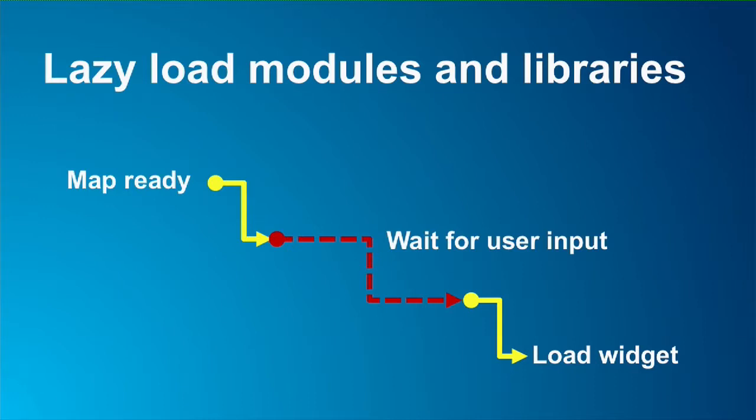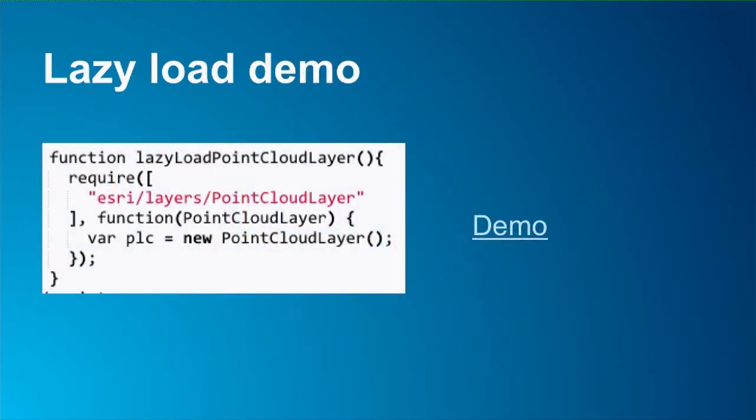The pattern that we talk about a lot is lazy loading modules and libraries. For example, we want to wait for the map to be ready, and then we may wait to load some of the ArcGIS API for JavaScript modules until a later time. We don't want a whole bunch of stuff loading up front. We may have to move that to later in the application's lifecycle so that we can get the performance we want on that initial load. That may involve waiting for some sort of user input and then loading a widget or doing some other action. And so how do we do that?